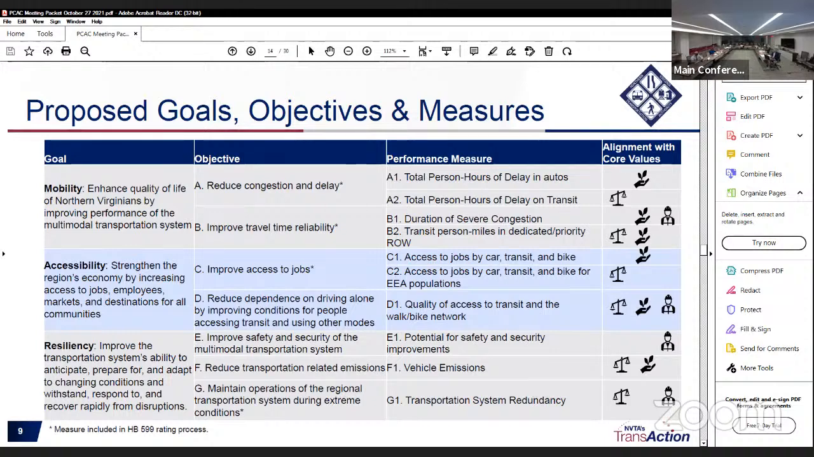Okay, thank you. Councilmember Friedrich. Thank you for that. A lot of work has gone into it. I have a couple of questions going back and forth between slide 6 and slide 9.